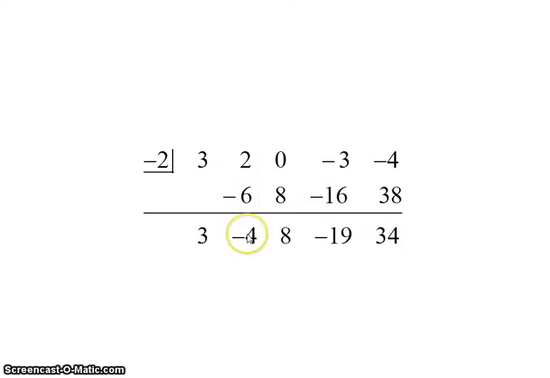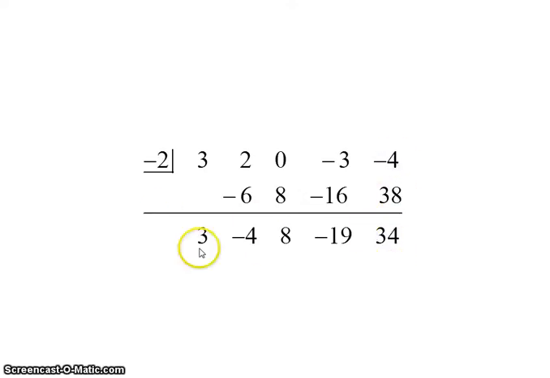Multiply box number times bottom row. Negative 2 times negative 4 is 8. Add in columns. 0 plus 8 is 8. Negative 2 times 8 is negative 16. Negative 3 plus negative 16 is negative 19. And negative 2 times negative 19 is 38. Negative 4 plus 38 is 34.